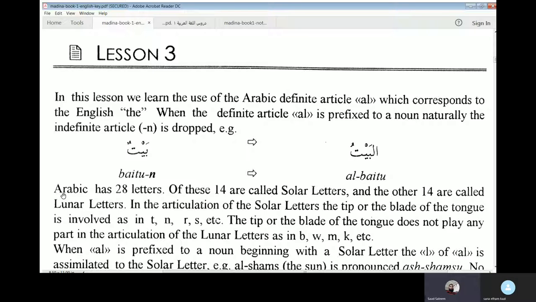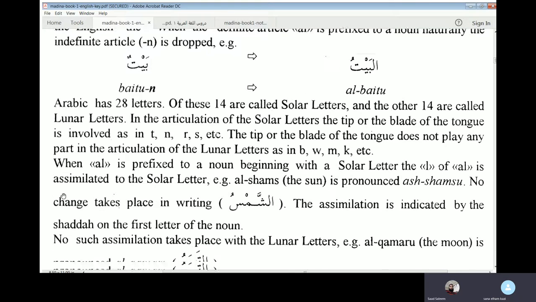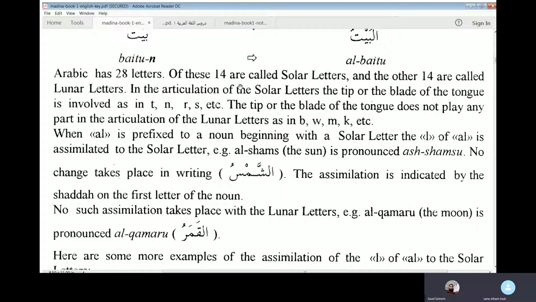Yes, Miss Sana, continue. Arabic has 28 letters. Of these, 14 are called solar letters, and the other 14 are called lunar letters. In the articulation of solar letters, the tip or the blade of the tongue is involved, as in ta, noon, ra, sa, etc.